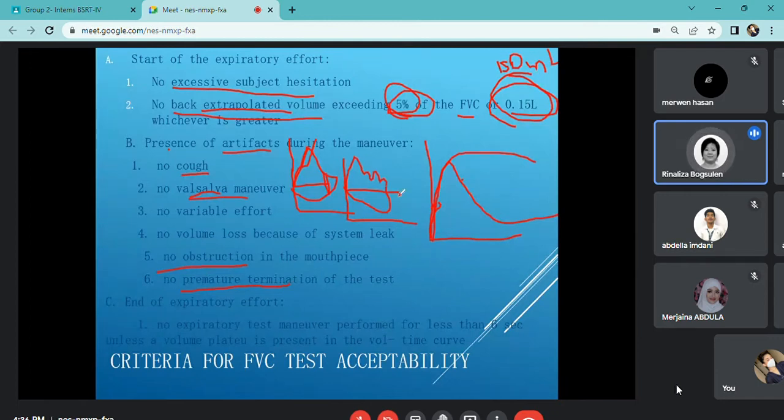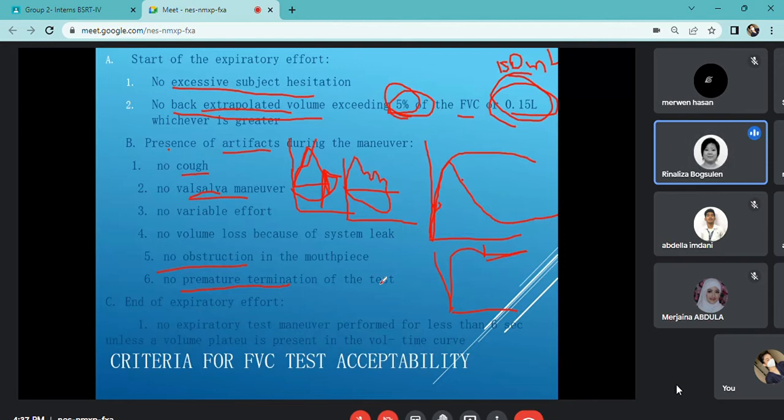How do you know there is premature termination of the test? Hindi niya na-achieve yung 6 seconds. Supposed to be, you let the patient exhale, blow, to a 6-second period. Pero kung bigla siyang nag-blow, tapos pinigilan niya, sudden drop, okay? That can mean premature termination of the test. Sa volume time graph mo, kung biglang nagganyan, tapos wala nang katuloy, early termination of the test yon.